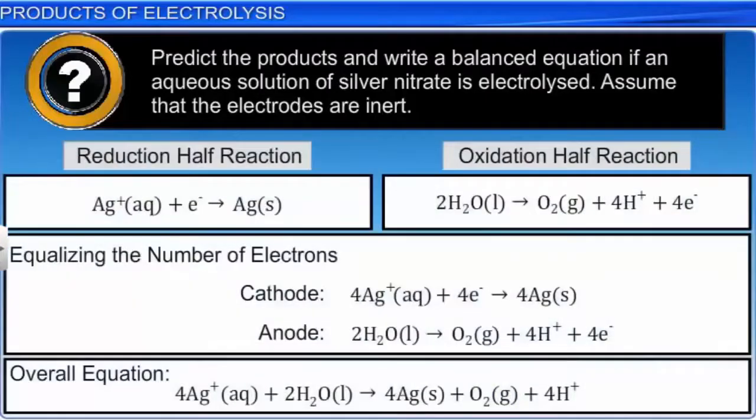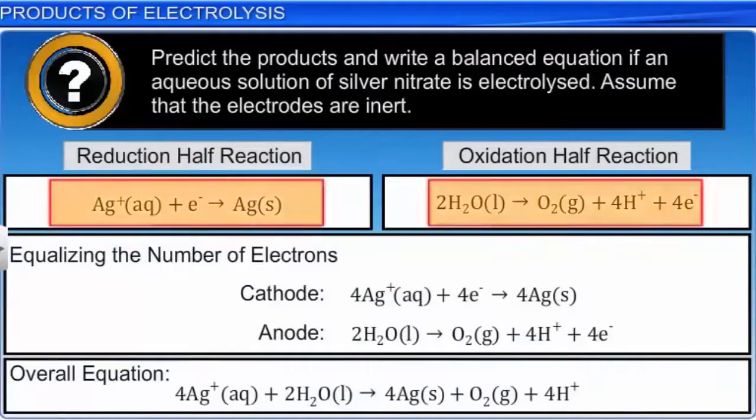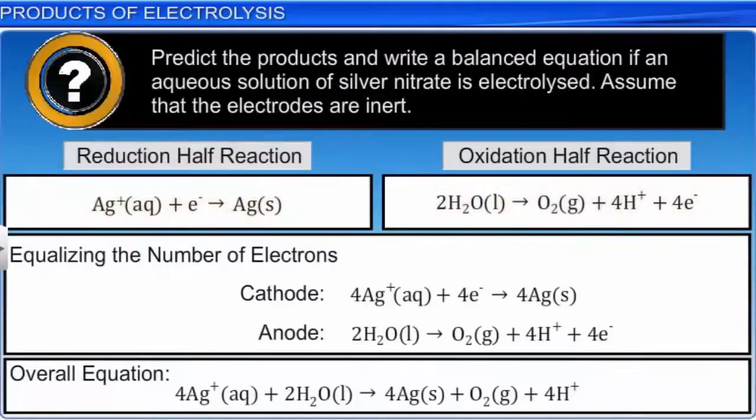Now, we can sum the two half reactions. We need to make sure that the number of electrons gained is equal to the number of electrons lost, and then add the half reactions to write the overall equation.